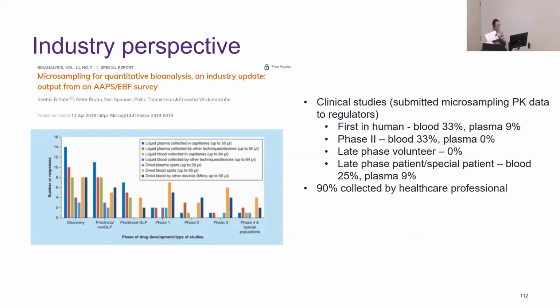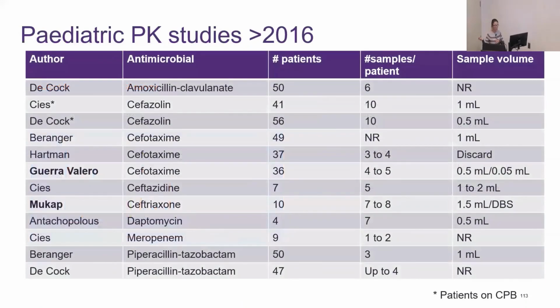They also found in the clinical studies, 90% of the samples were being collected by healthcare professionals. And so from thinking about the PK studies in paediatric patients that we had seen prior to 2016, I then went and had a look just at the studies that have been occurring since then, so since 2016. I am quite confident there's probably a few studies I've missed here, but I tried to do a fairly good search.